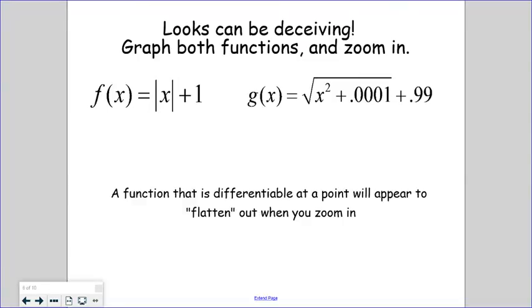And so that's one of the things we can learn from this little experiment, that if a function is differentiable at a point, if we zoom in close enough, and we had to zoom in really, really far on this one, but if we zoom in close enough, it's going to flatten out to look like a straight line. Because we're getting so close that we're basically seeing a tiny little clip of what would be that tangent line at that point.